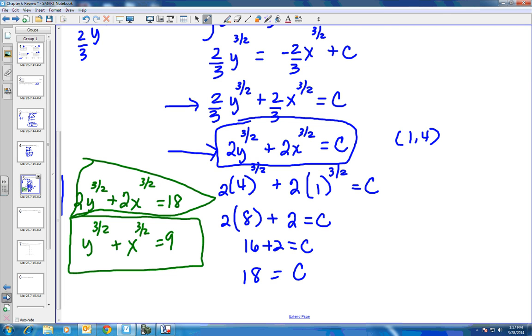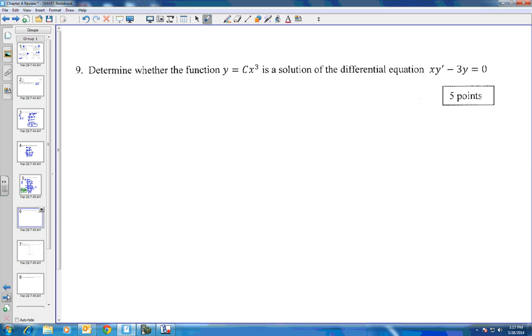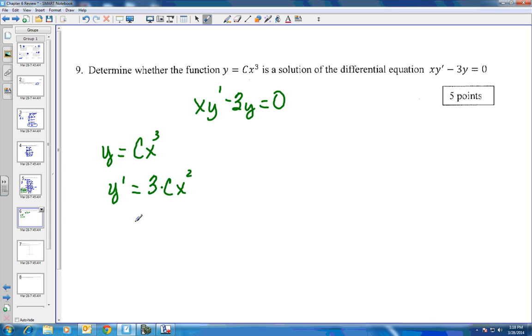All right. Number 9. Determine whether the function y equals cx to the third is a solution of the differential equation. So this is where we have to take this and see if we get a true equation. I have y equals cx to the third, and I need to know what y prime is. So let's find the derivative of y. So y prime equals, how do I find the derivative of cx to the third? Bring down your exponent, 3 times cx squared. That's what y prime is.